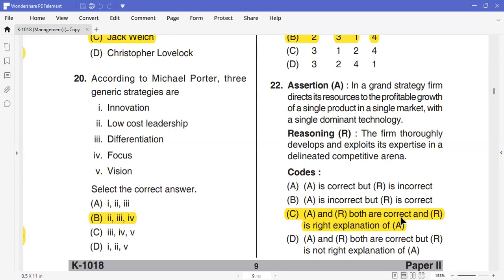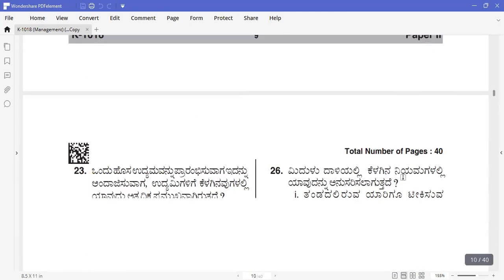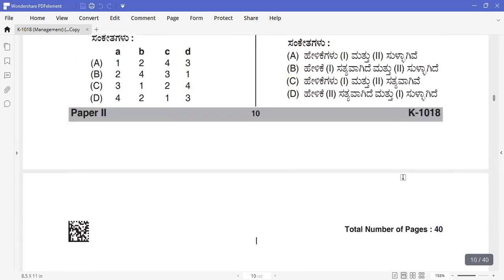That means in a grand strategy, what happens? The company directs the entire resources of the company towards a single market, single product. So they will try to create a niche type of strategy where they will hold the market very tightly. They will not allow any competitor to enter into the market. So this sort of niche type of strategy is called grand strategy. So therefore, the correct option is C. That is both assertion and reasoning are correct and R is the right explanation of A. Now let us go to the 23rd question.